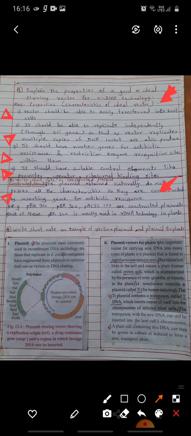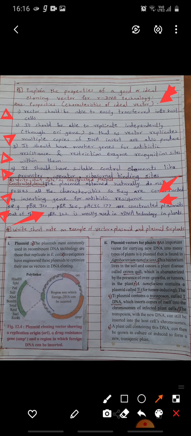Examples of constructed plasmids are pBR322, pBR320, and pACYC177. Out of these, pBR322 is mostly used in rDNA technology, that is recombinant DNA technology, in plants.